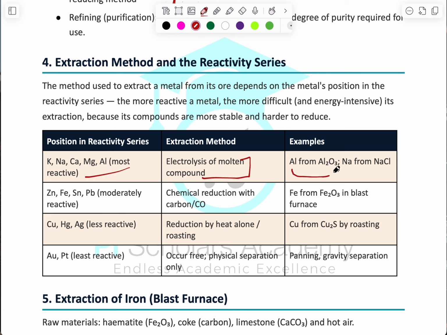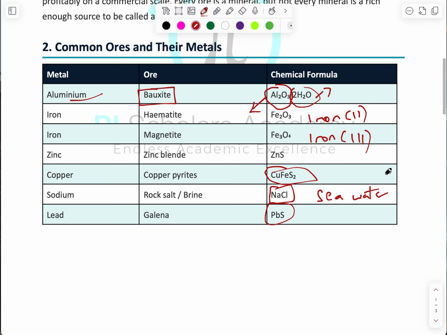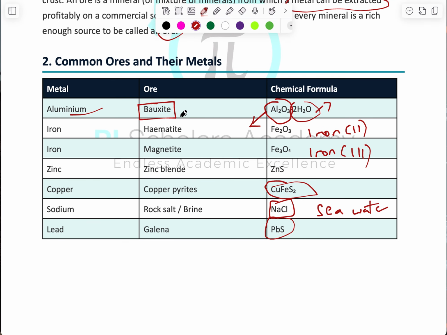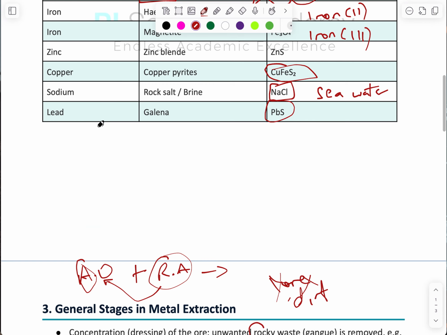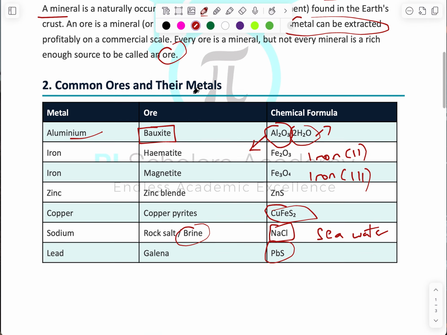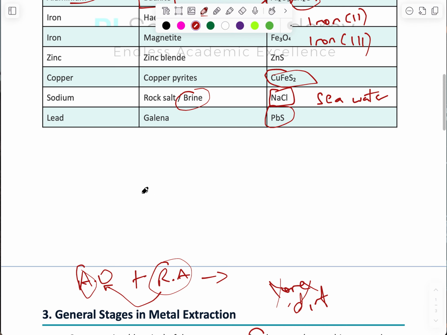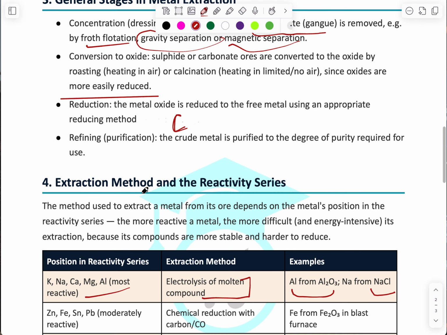An example is this one. Can you still remember the name? That's your bauxite. And this one is brine. Let's go back so that you can check that. So for aluminum, the ore is bauxite. For sodium, I didn't include it here at first, but yes, it's here. Sodium is brine. So familiarize yourself with the ores of these different metals. You can be tested about them.